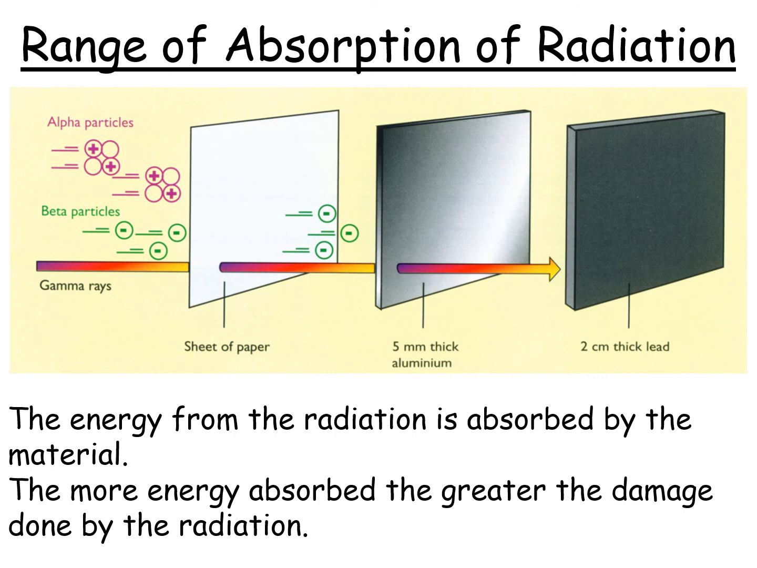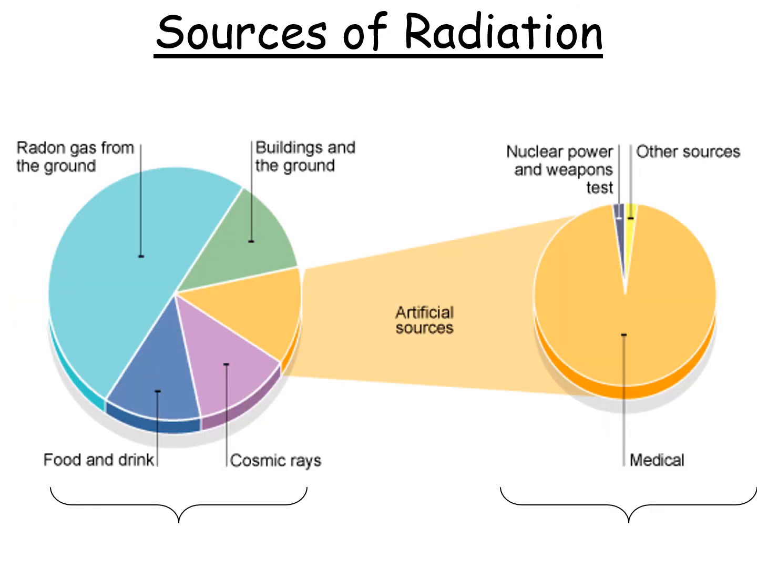Don't worry about remembering this diagram. We're going to talk about this in the next lesson, but you may remember it from last year. And then finally, this is just a wee summary to show you the types of natural radiation and artificial types of radiation.